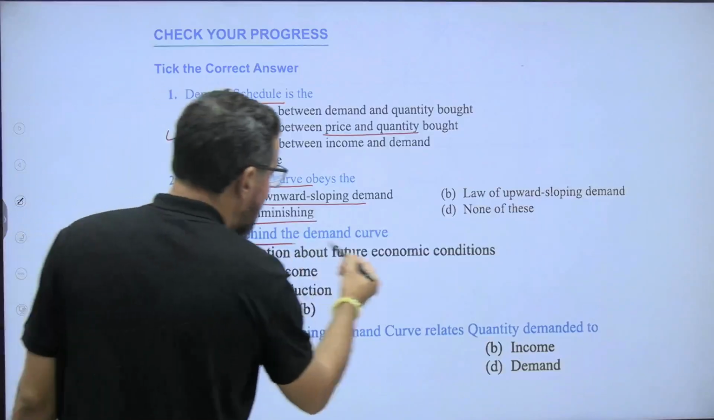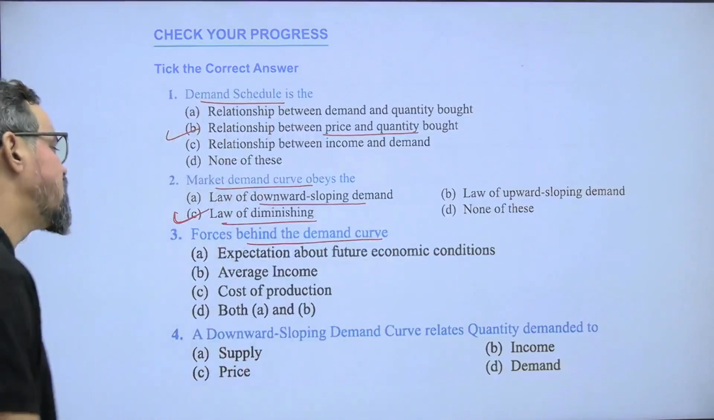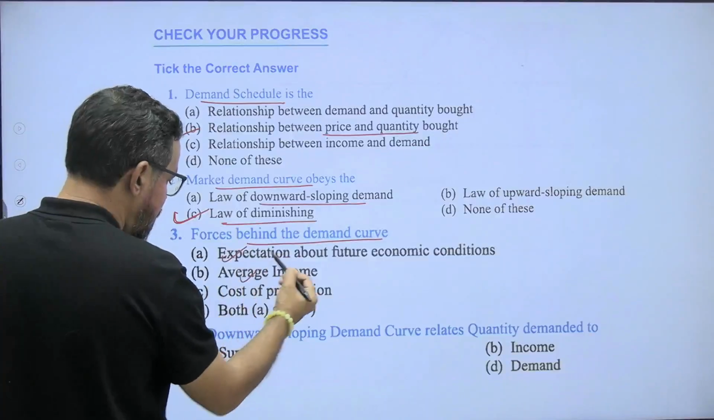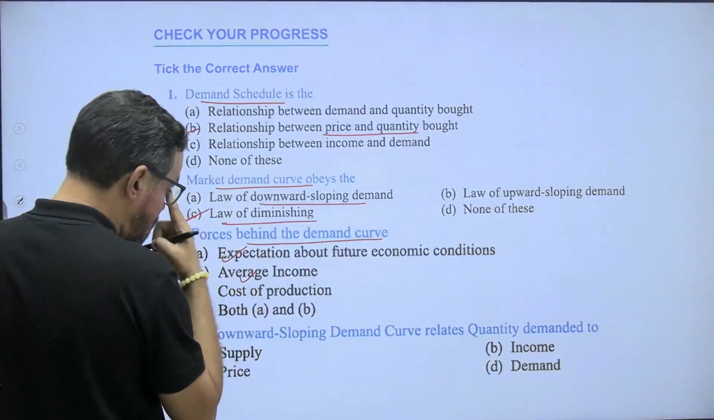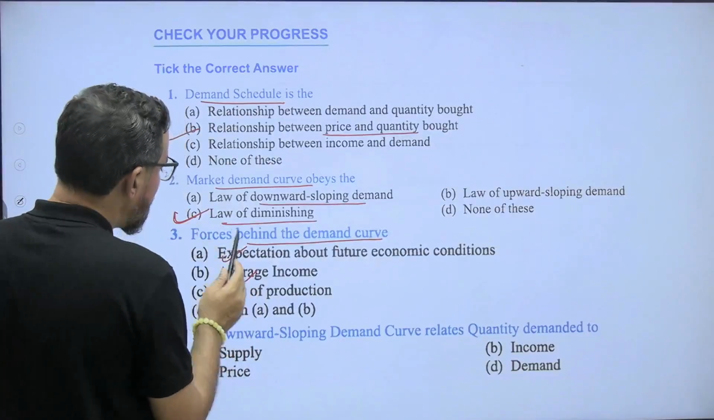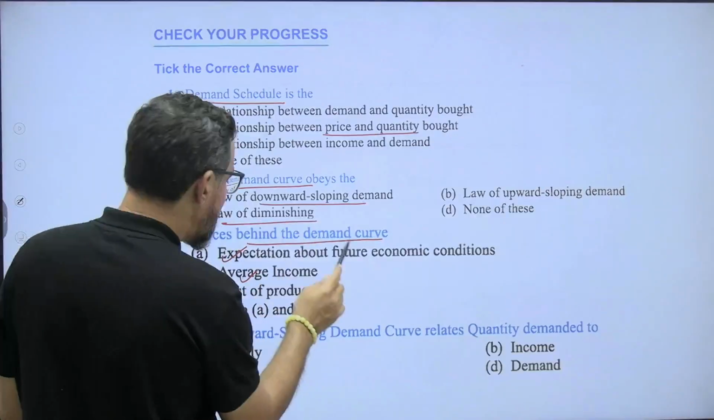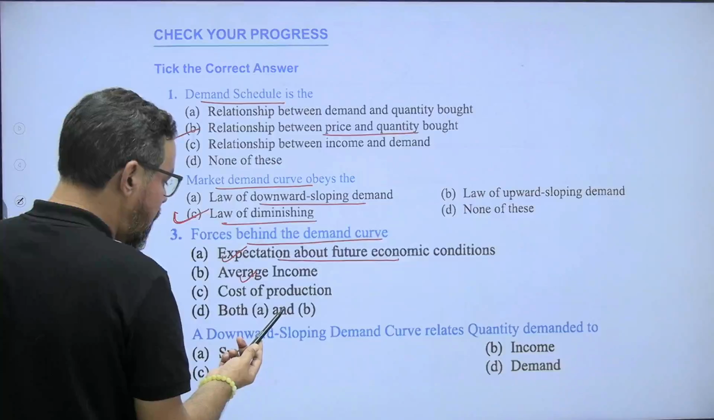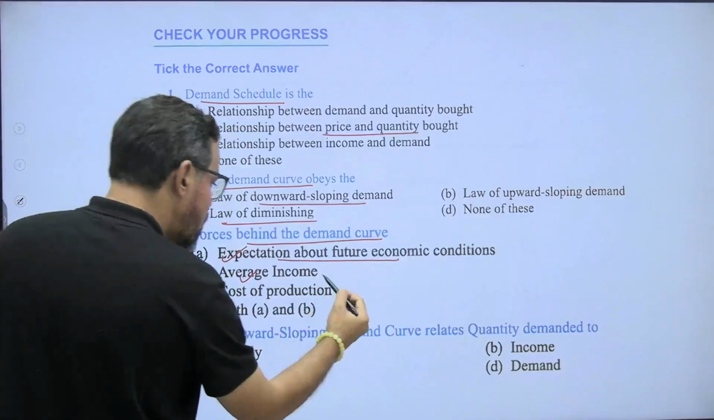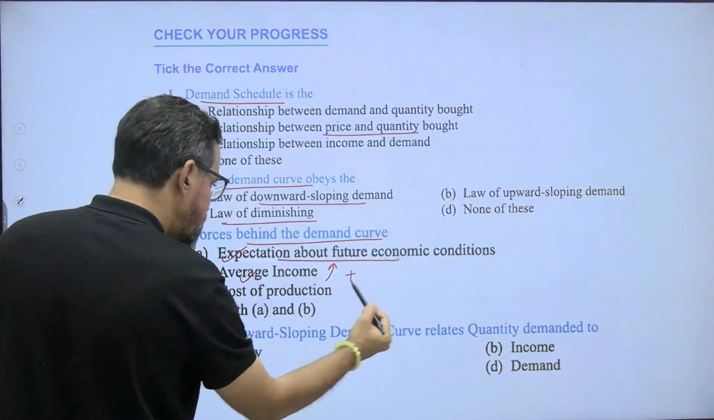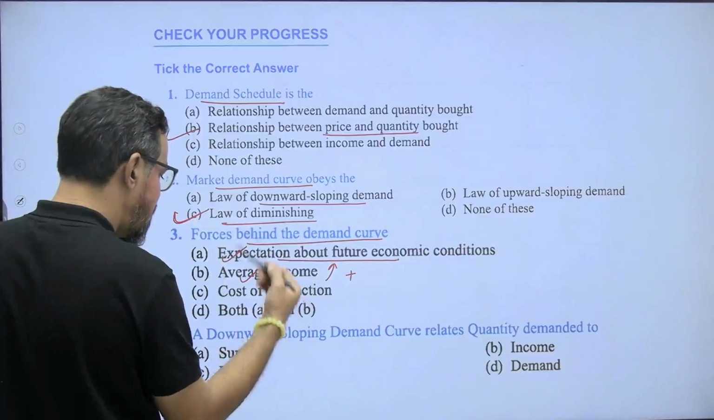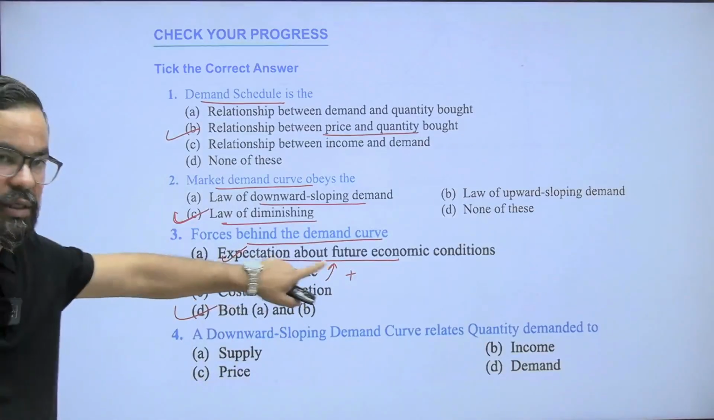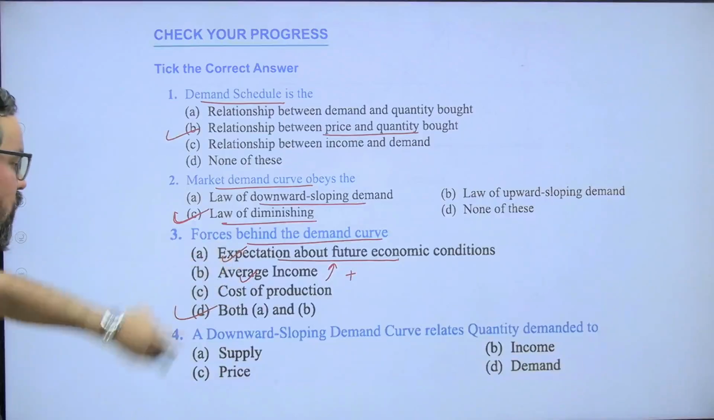Forces behind the demand curve: expectations about future income, average income, cost of production. If average income increases, that is the option. Cost of production is something related to supply. So both A and B, if this increases, okay. If it is stagnant, then there is no impact.